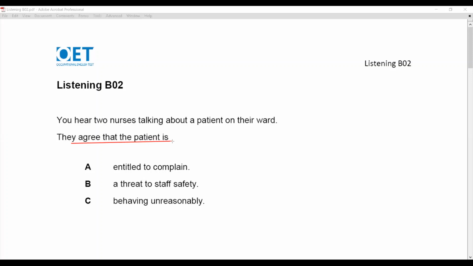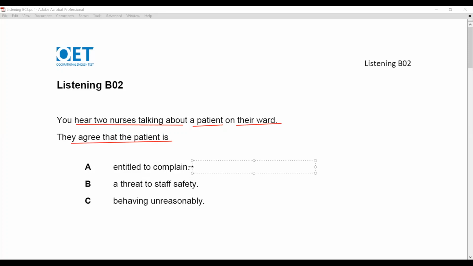Straight away you can see this. They agree that. So you have to find out on which point both the nurses agree. 2 nurses talking about a patient on their ward. So you can predict what kind of conversation they may have if they are talking about one single patient. Okay. And then when you look at the answer choices, you get more clarity on what kind of conversation this will be. So first one says entitled to complain. What do you mean by entitled? To have the right. Yeah.